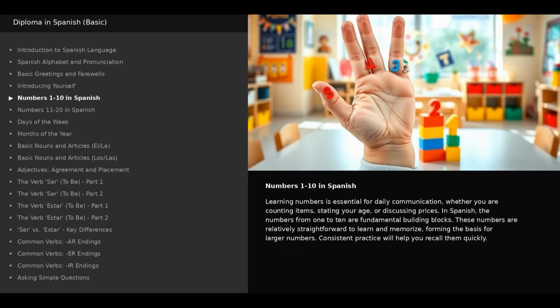Numbers 1 to 10 in Spanish. Learning numbers is essential for daily communication, whether you are counting items, stating your age, or discussing prices. In Spanish, the numbers from 1 to 10 are fundamental building blocks. These numbers are relatively straightforward to learn and memorize, forming the basis for larger numbers. Consistent practice will help you recall them quickly.